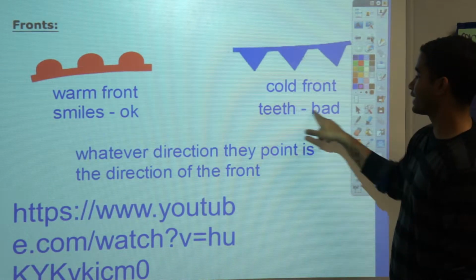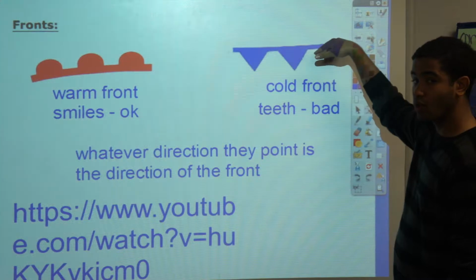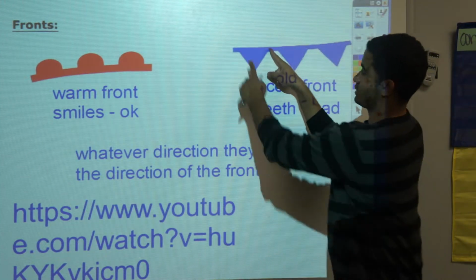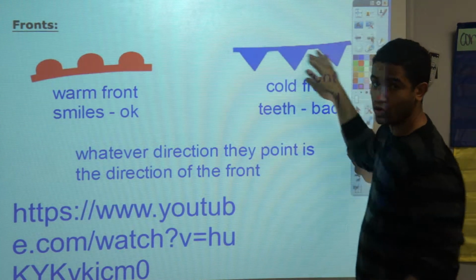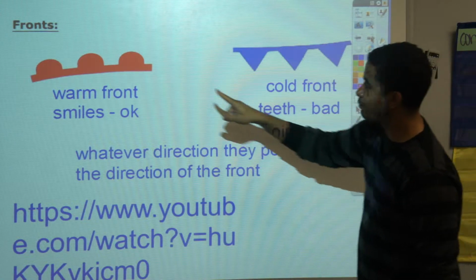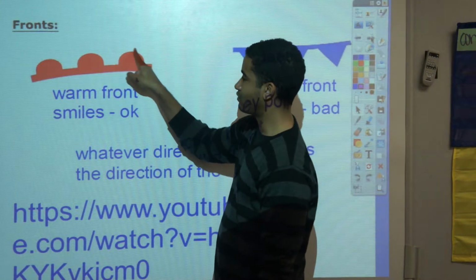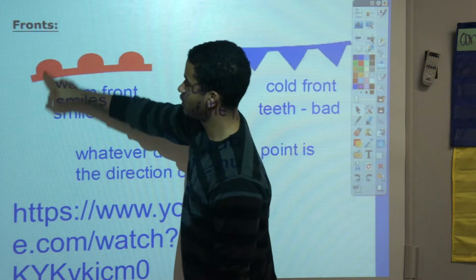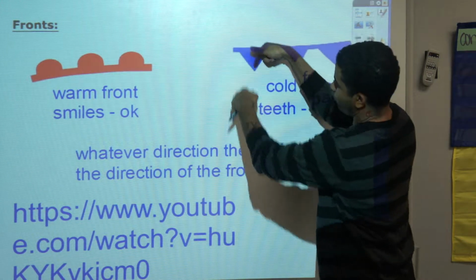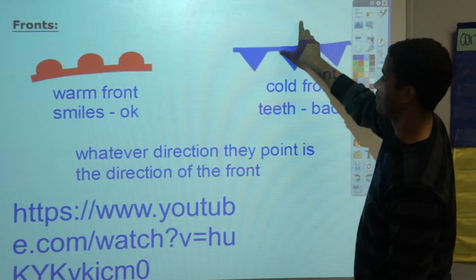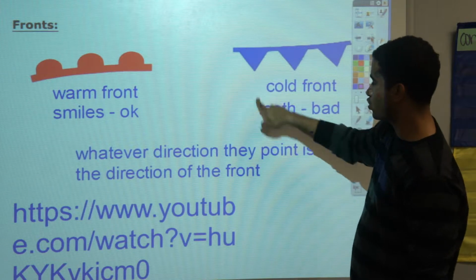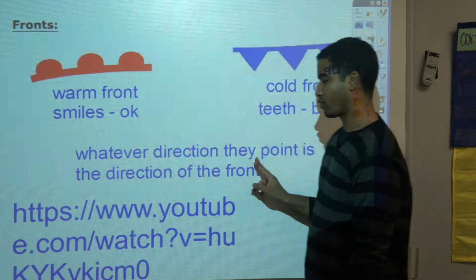And cold front look like teeth, like scary teeth. Or I like to say it looks like icicles. Icicles are cold, the cold front is cold. They point in the direction they're going, so the little half circles are going this way. Alright, the triangles obviously are pointing and going this way. Flip it that way, it'll be going in a different direction. So it goes the direction, whatever direction they're pointing.